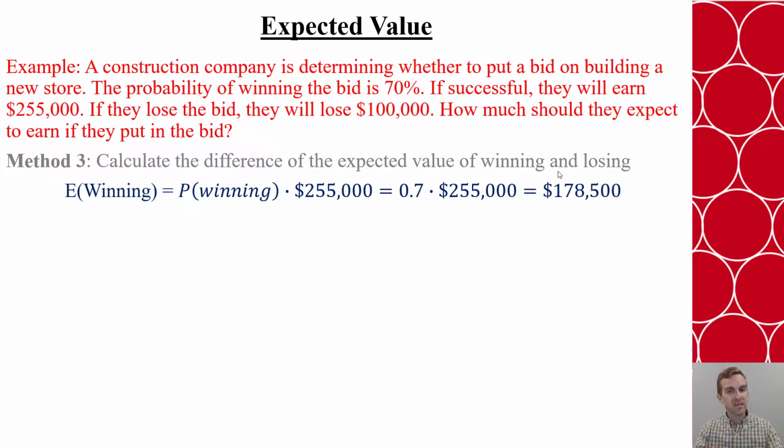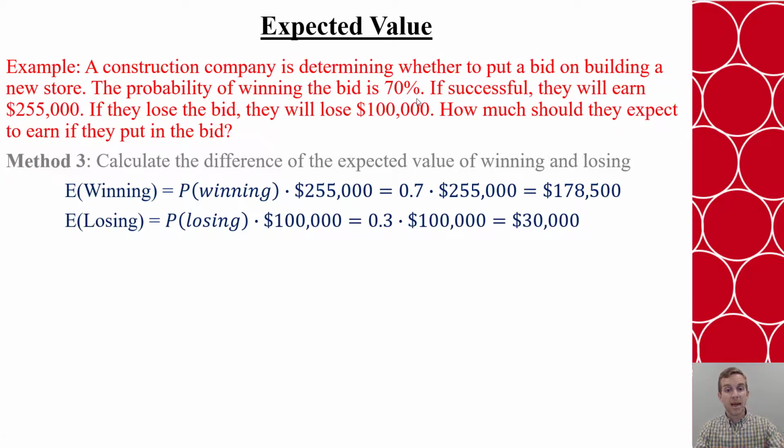Now we have to think about the expected value of losing, because no explicit percent is given. But think about it as a total percent. If it's 70% chance of winning, what's left? 30% chance of losing. So when we think about the expected value of losing, that probability of losing is 30%, or 3/10, times the $100,000 that would be lost in revenue, which is $30,000.